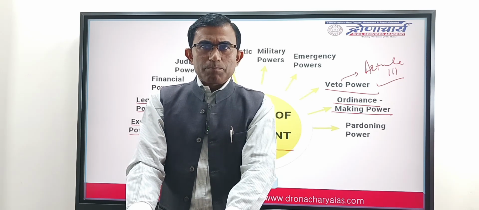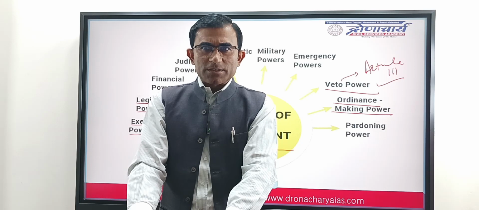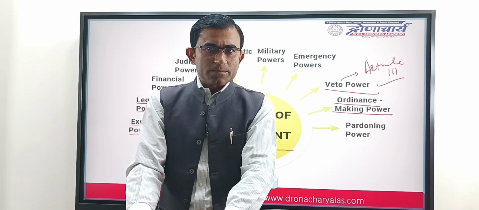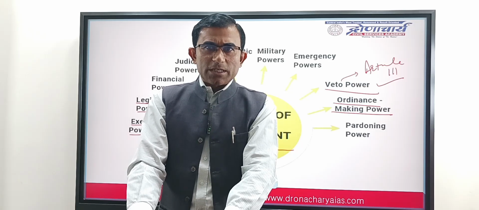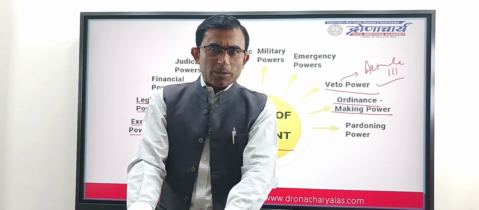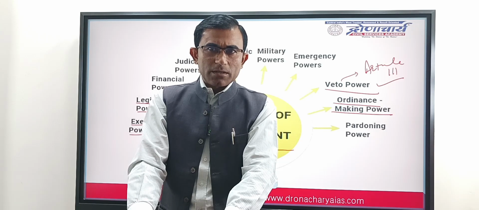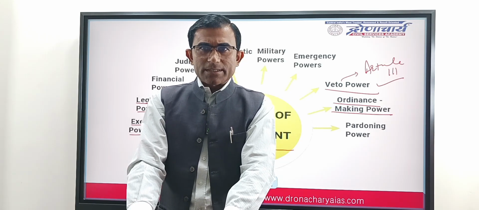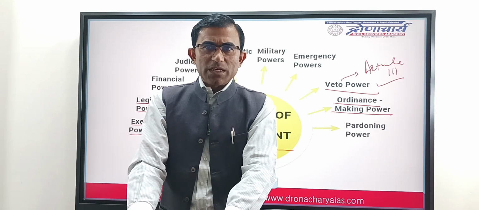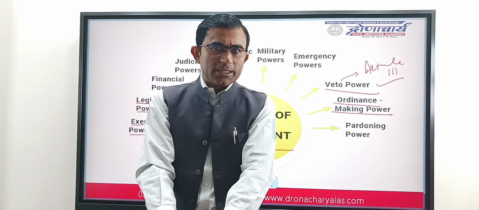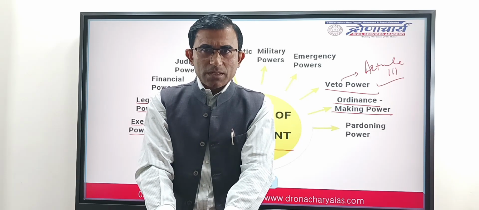When a bill is presented to the President for consideration, he has three options under Article 201. First option is give his assent to the bill. Second option is withhold his assent to the bill. Third option is direct the governor to return the bill, except a money bill, for reconsideration of the state legislature.